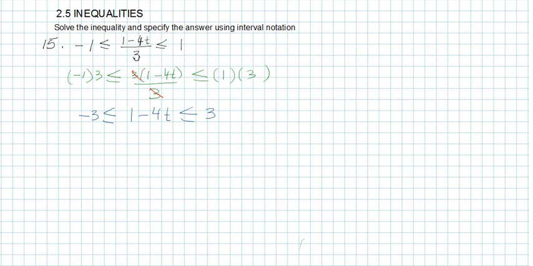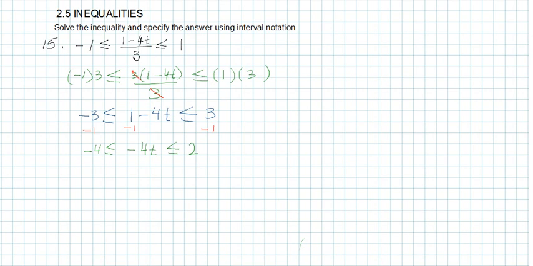So now I'm going to subtract 1 here, 1 here, 1 here. If you're subtracting, that's fine. You can do that. And now I end up with minus 4 less than or equal to minus 4t less than or equal to 2. Now I can really isolate the t.